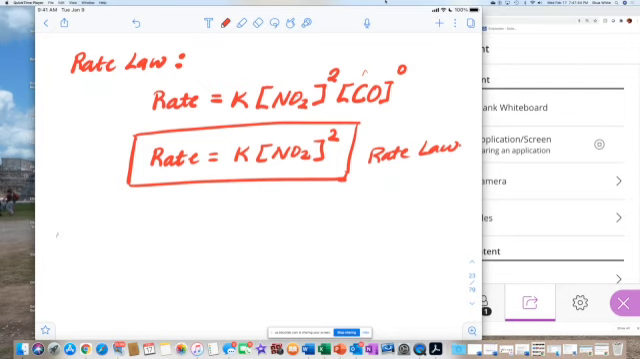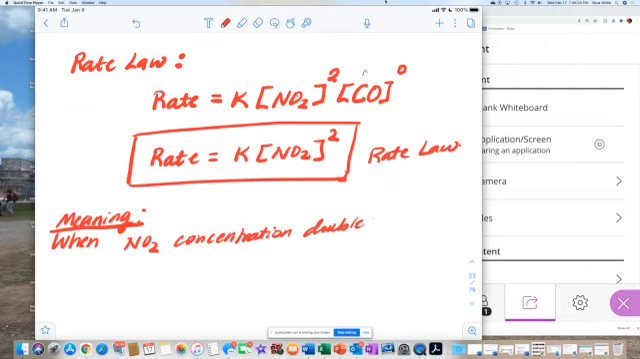This means that when NO2 concentration doubles, the reaction rate quadruples. Because it's squared, right? So it quadruples. It doesn't also double, it quadruples. If it was first order, it will actually double. It quadruples.